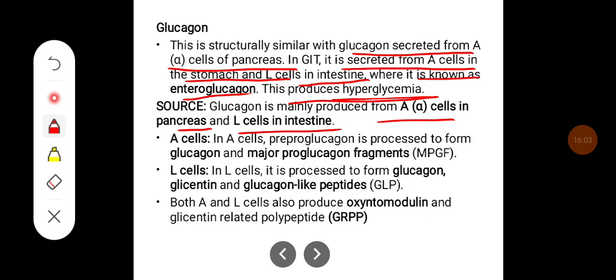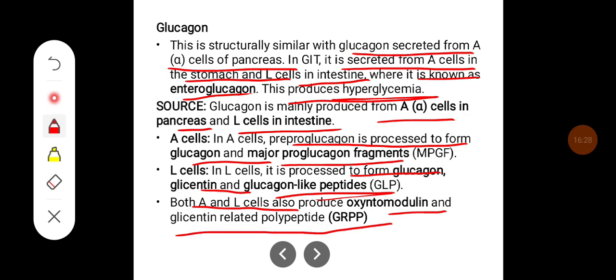In A cells, pre-glucagon is processed to form glucagon and major proglucagon fragments, that is MPGF. In L cells, it is processed to form glucagon, glicentin, and glucagon-like peptides, that is GLP. Both A and L cells also produce oxyntomodulin and glicentin related polypeptide, that is GRPP.